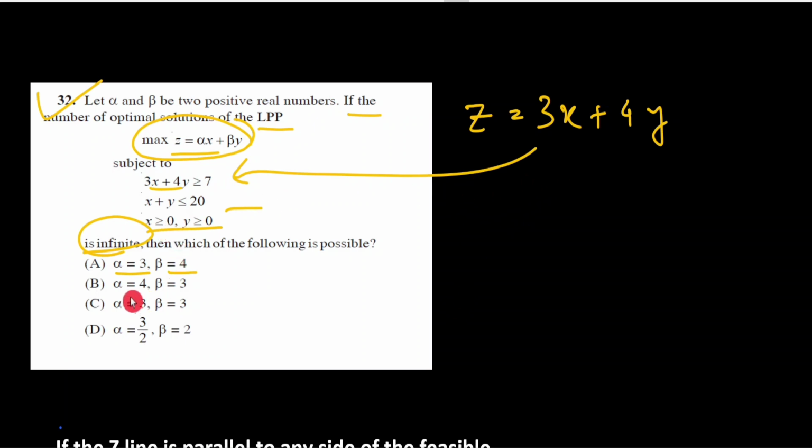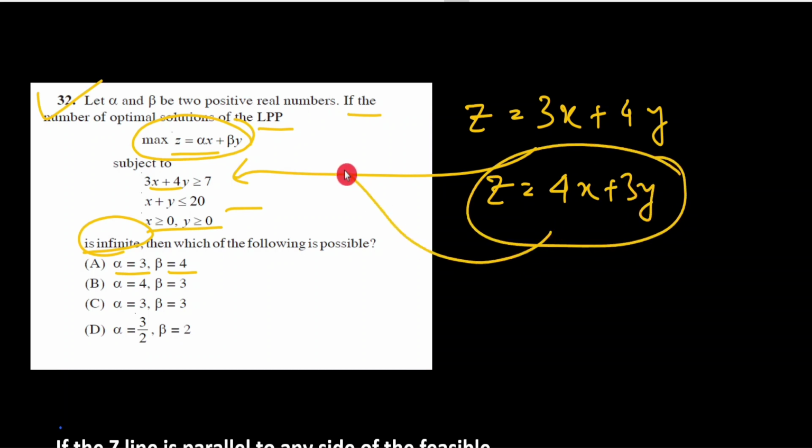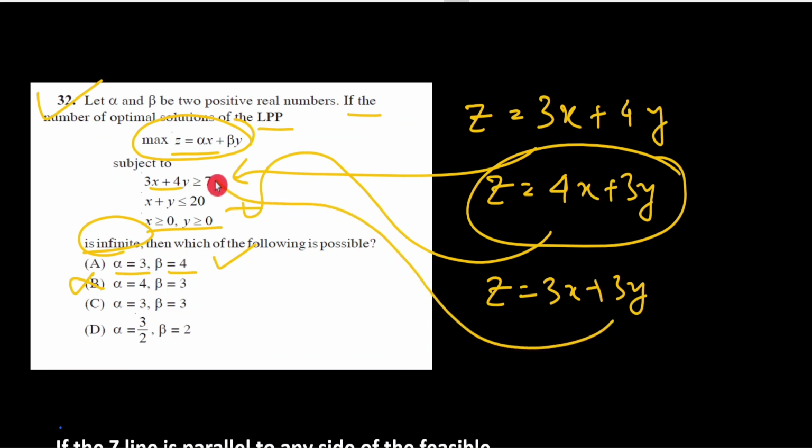If we choose the second option, that is alpha equal to 4 and beta equal to 3, that means z equal to 4x plus 3y. This is not parallel to either of the given two constraints, so this is not possible, option B. But option A is possible. Now in option C, if we choose alpha equal to 3 and beta equal to 3, then z equal to 3x plus 3y, which is parallel to the second constraint x plus y less than or equal to 20. Therefore this is also possible.